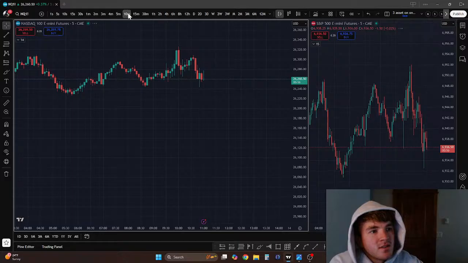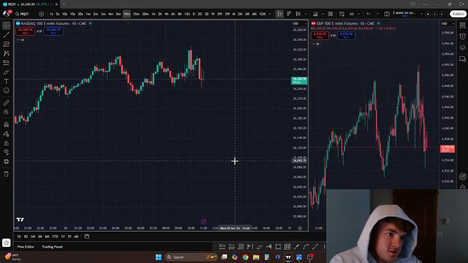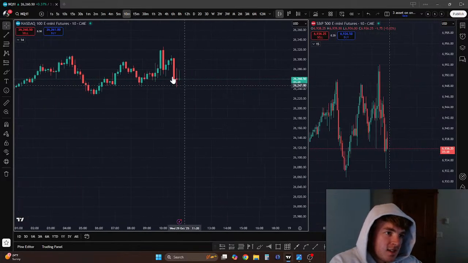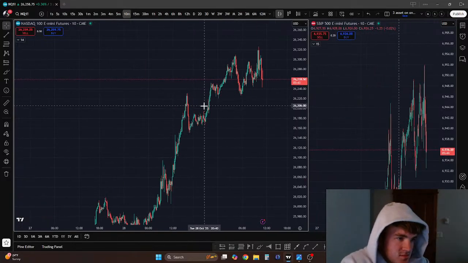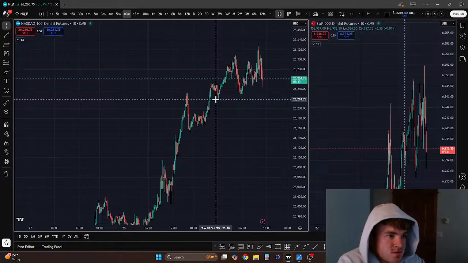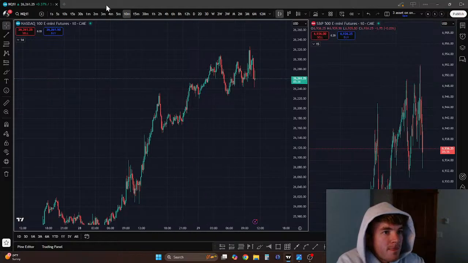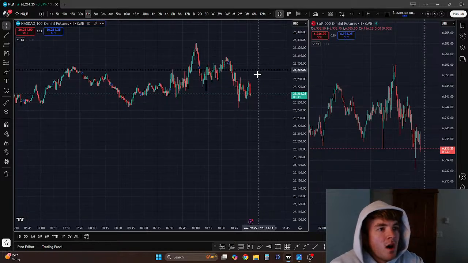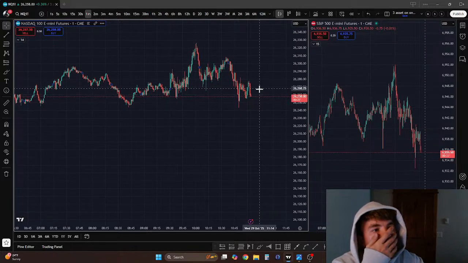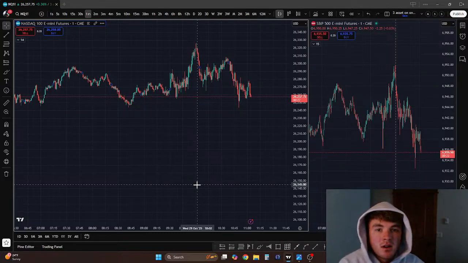Wow, what? Look at that 10-minute candle. That 10-minute candle looks crazy bearish. But then again, it just closed back up. Oh, you know what happened? No! No, we missed it. We missed the opportunity. Oh my gosh, bro.